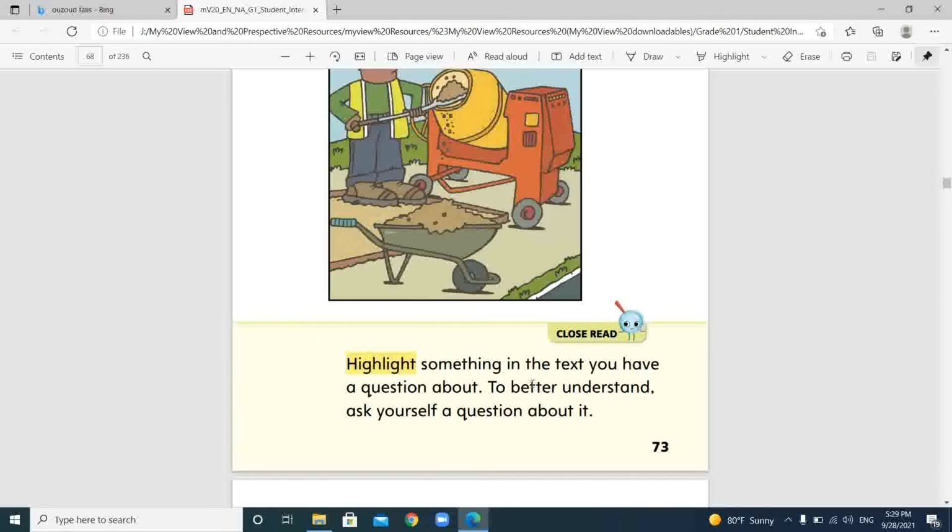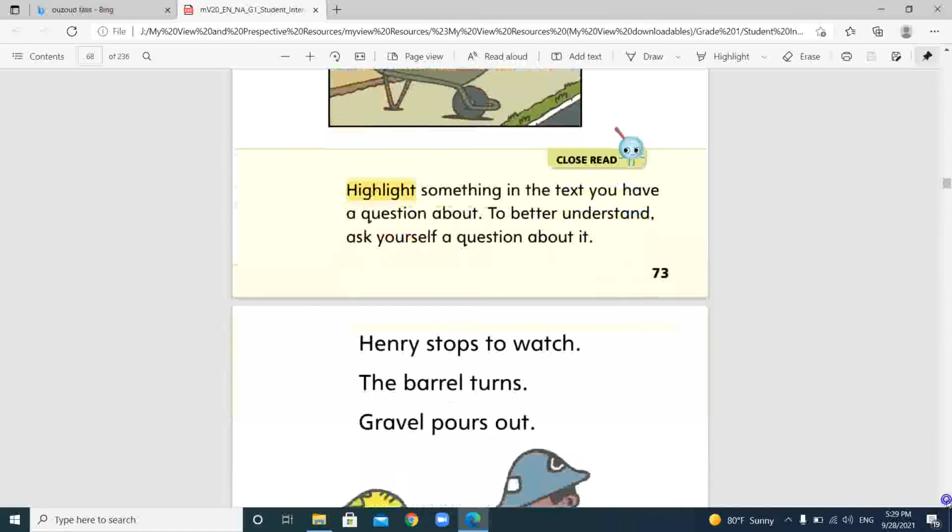Okay? It says highlight something in the text you have a question about. Okay? So if you see this, you would think, what is the man doing? Okay? Look at the picture. Look at the illustration to see what you think he would do. He has a shovel. A shovel is like a big spoon where he takes sand or cement and he's putting it inside a machine. And a mixer is a machine that mixes something. So you would think they are doing something to fix the street.